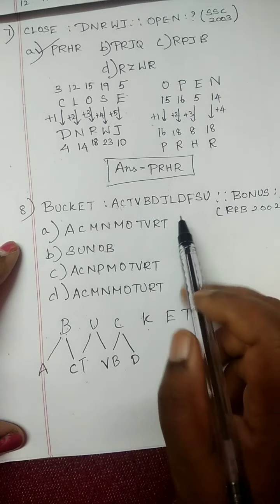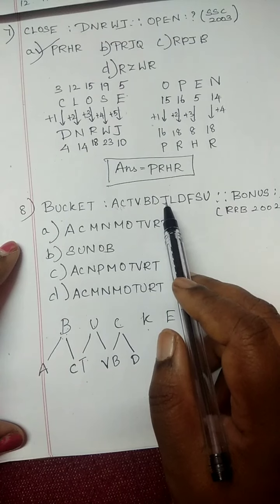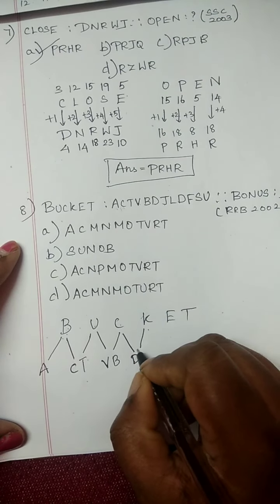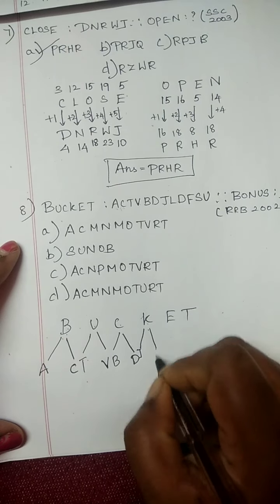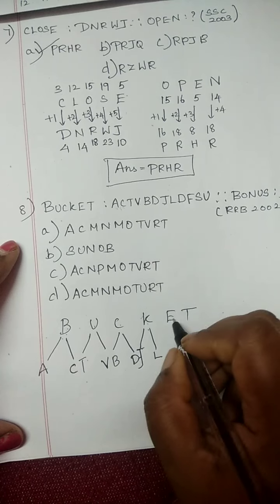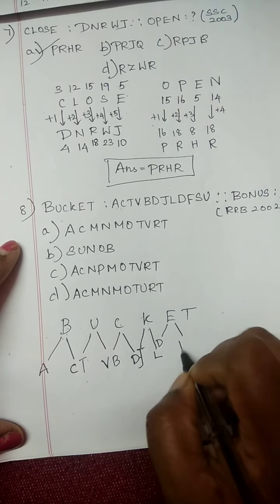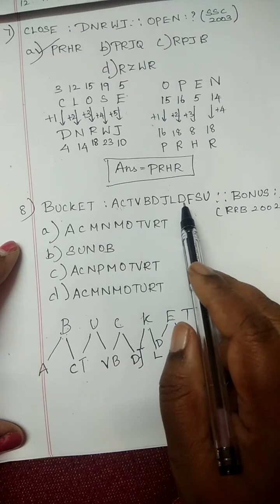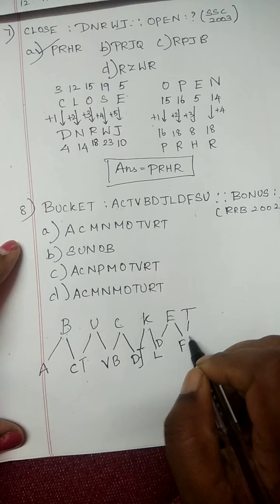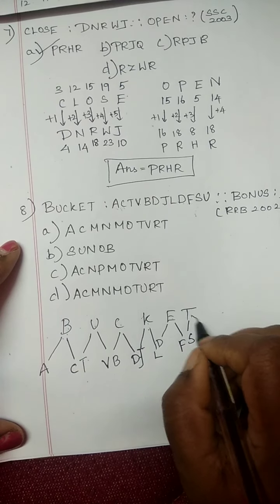Here it's K. So what's the letter between? K is between the letters J, L. Am I right? So J, K, L. This one is J, K, L. E is between, we see D, E, F. So here it's D, F. And then the last letter T is between S, T, and then U.